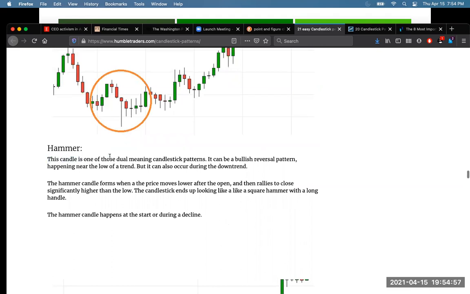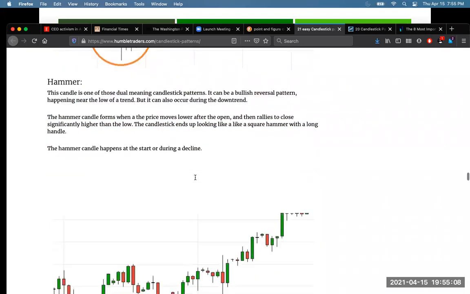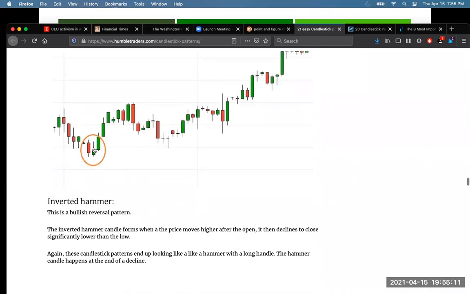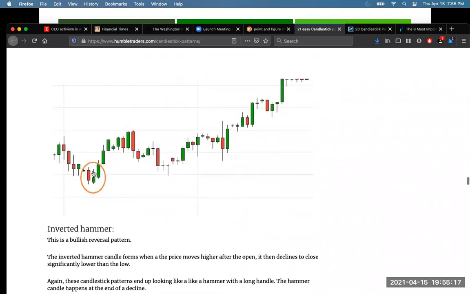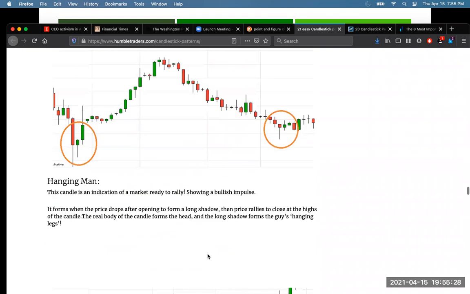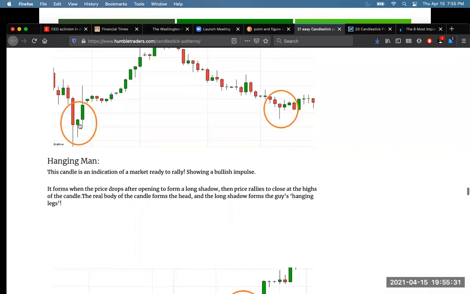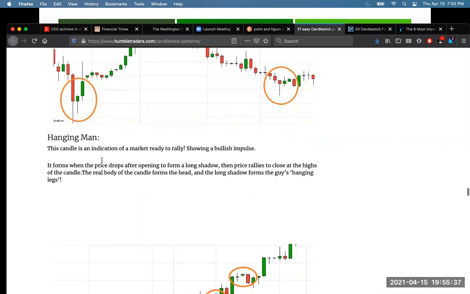Now here's the funny thing. Hammers can have dual meanings. It can be a bullish reversal pattern, or it can be occurring during a downtrend. An inverted hammer. So a hammer is when the handle is hanging down and you've got the hammer at the top. Inverted hammer is upside down. There's also one called a shooting star, which I think is the same shape as a hammer. I can't figure out what a hanging man actually is, but they have one here.